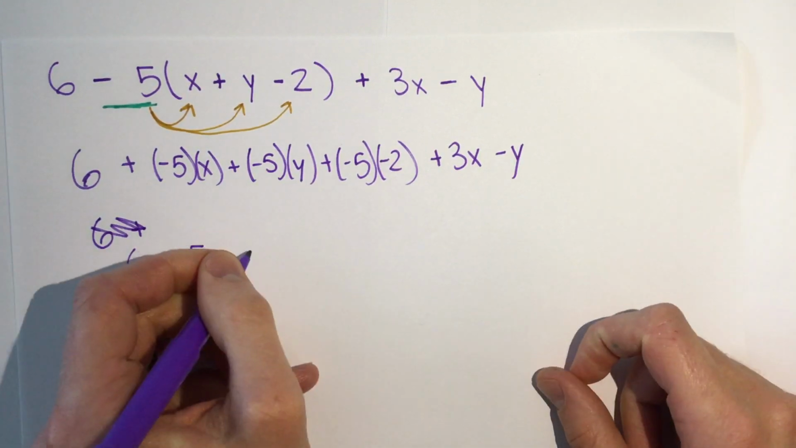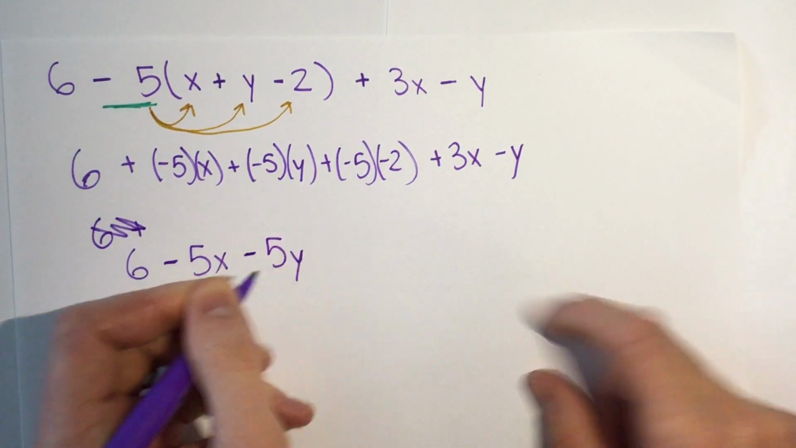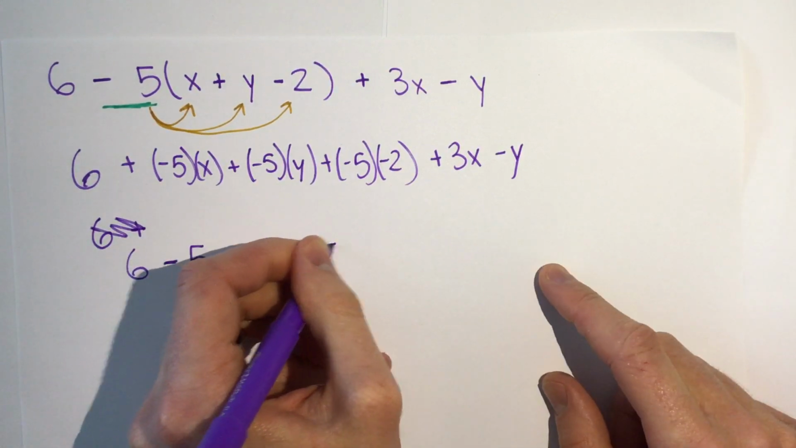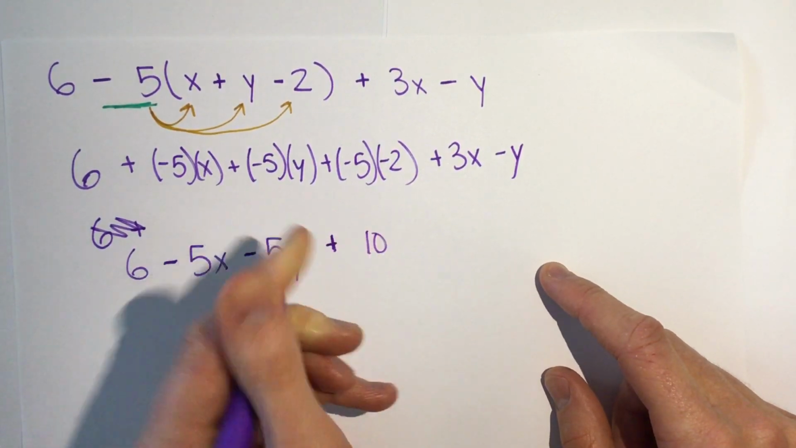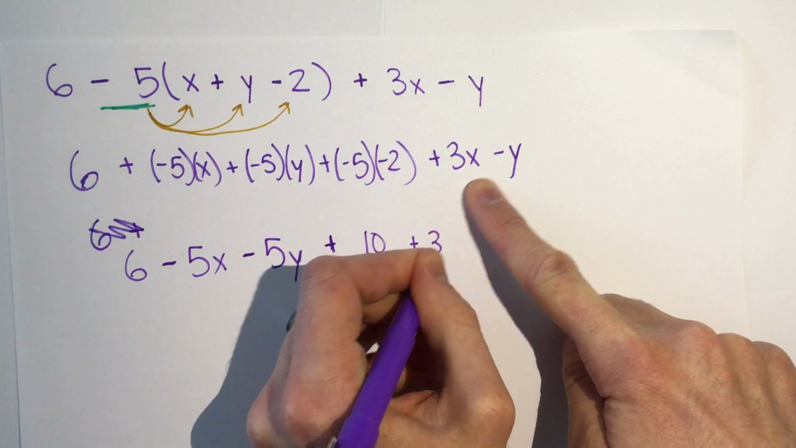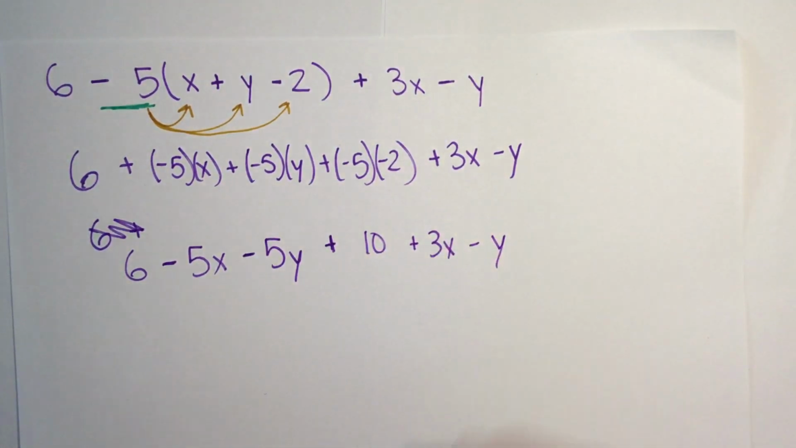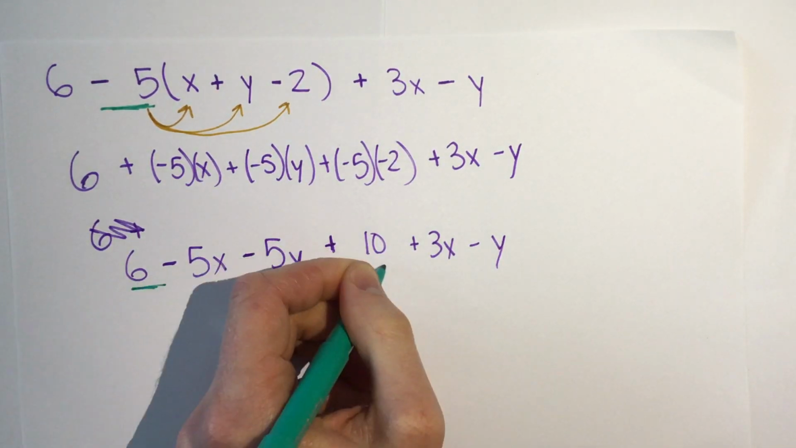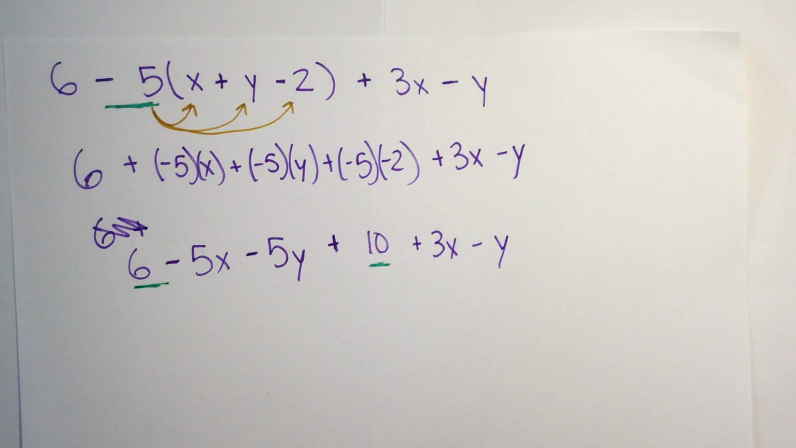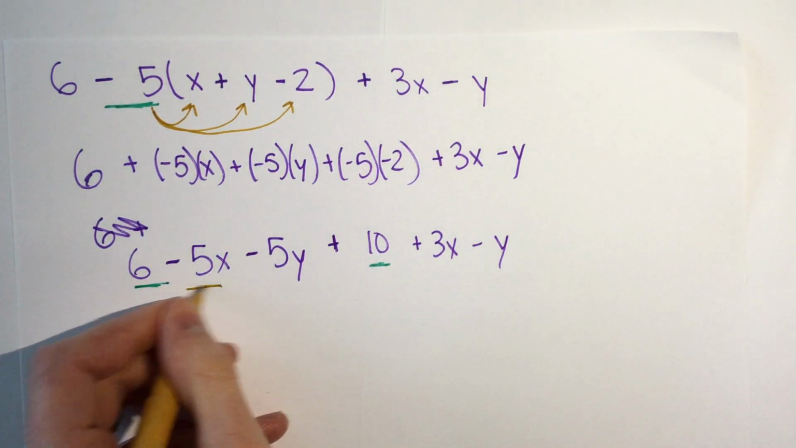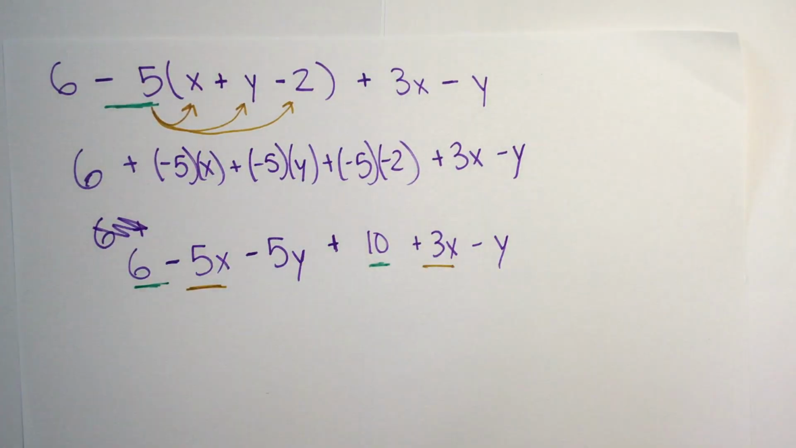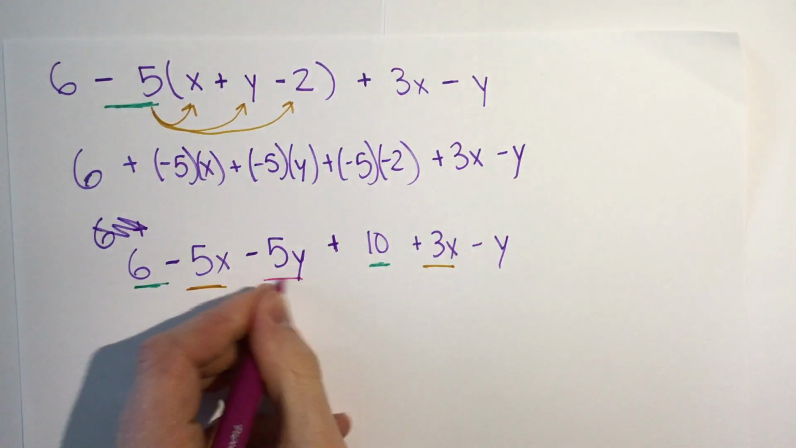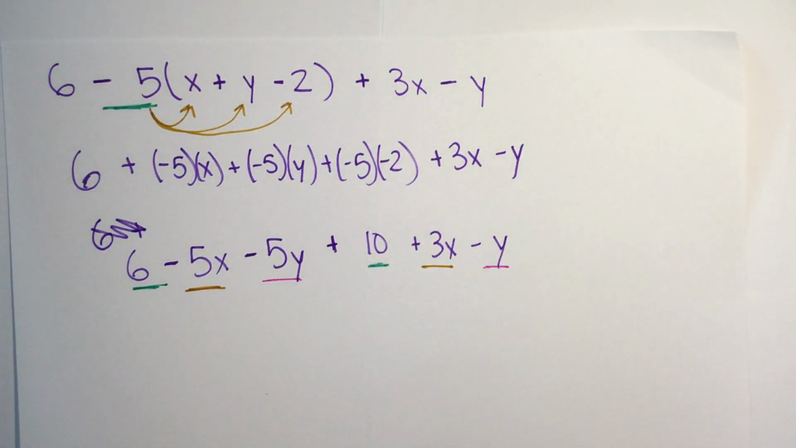Negative 5 times y makes minus 5y. Negative 5 times negative 2 makes positive 10. And we still have our plus 3x minus y at the end. Now we can combine like terms, and we have 3 different types. We have numbers, 6 and 10, x's, negative 5x and 3x, and we have y's, negative 5y and negative y.